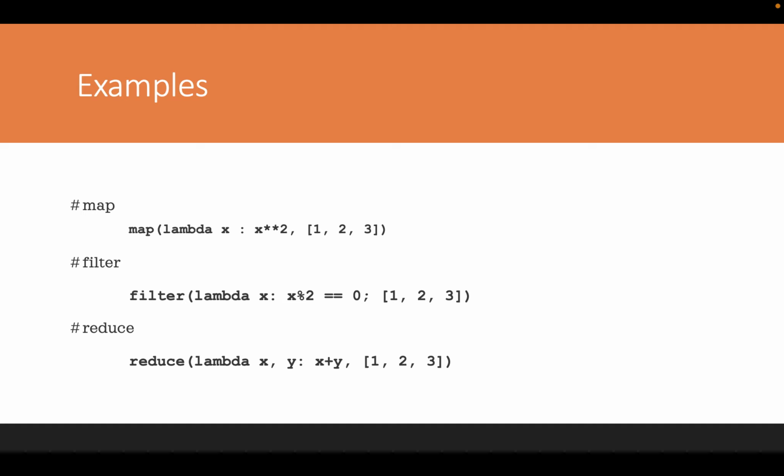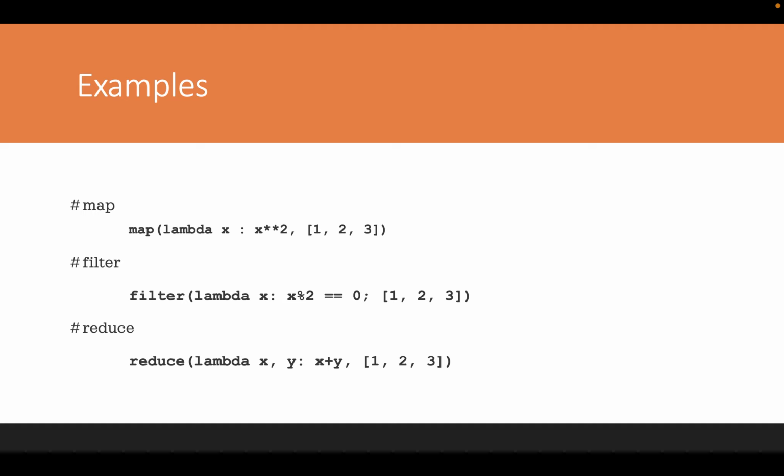Examples of map, filter and reduce are produced here. As you can see, the first one is a lambda. It's a function that actually squares the input number argument. So what it does is square each element of the list and return the squared list.